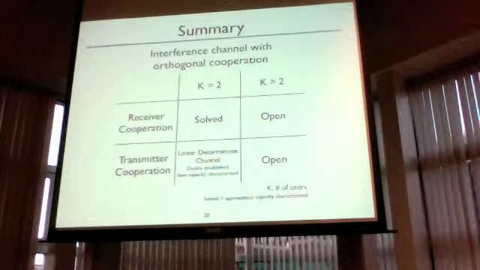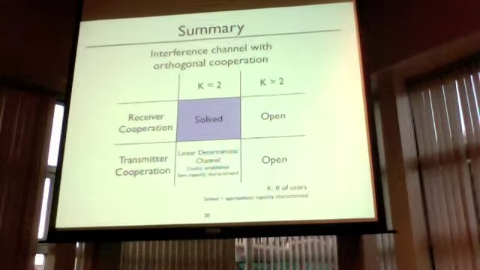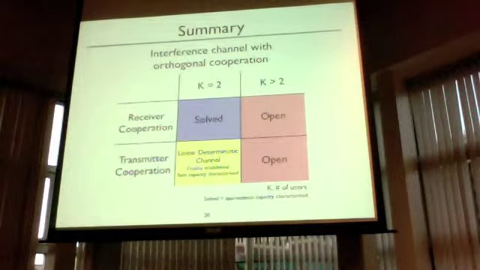So this is a summary of the state of the art for the interference channel with orthogonal cooperation. K is the number of users, and I use "solved" in the sense that the capacity region is characterized to within a constant number of bits. This constant is not scaling with the channel parameters. It's a universal constant. So I solved the K equals 2-user interference channel with receiver cooperation. For 2-user transmitter cooperation, I have some capacity results, but I'm still working on the capacity region. And for more than 2 users, it's wide open, because even for the 3-user interference channel, the capacity is quite open.